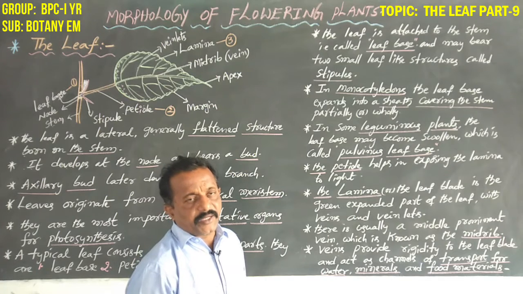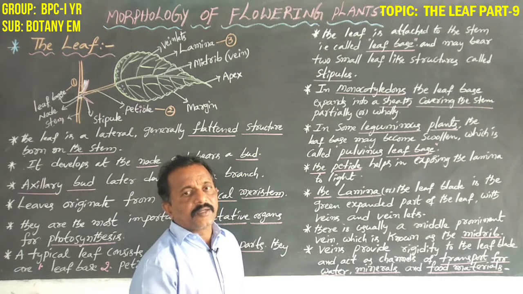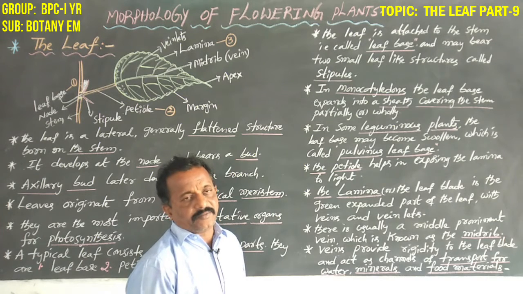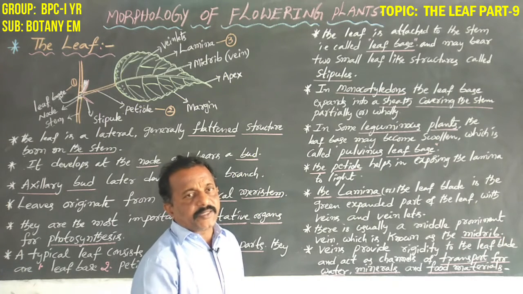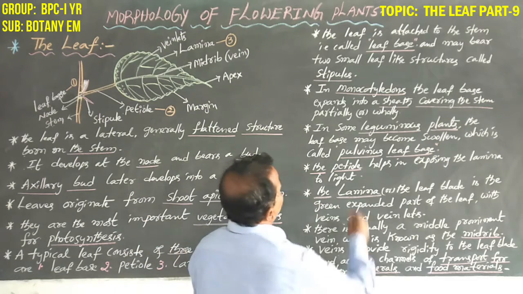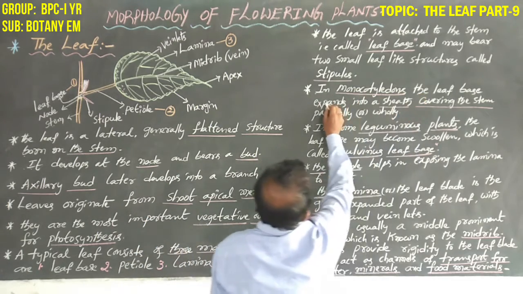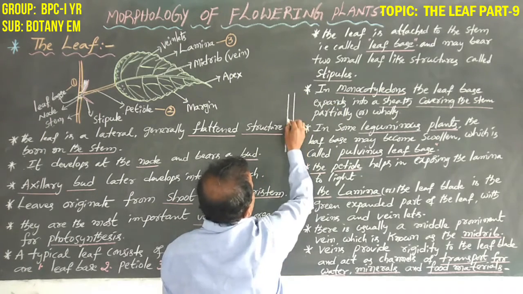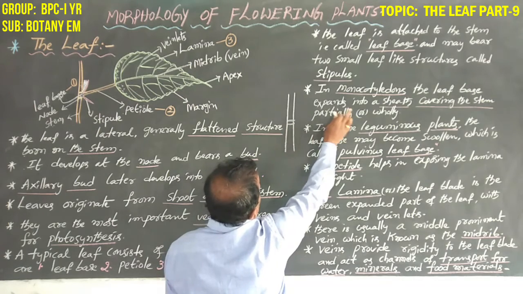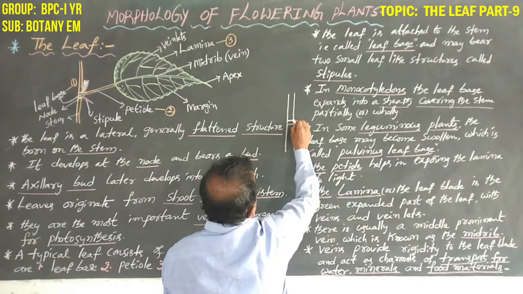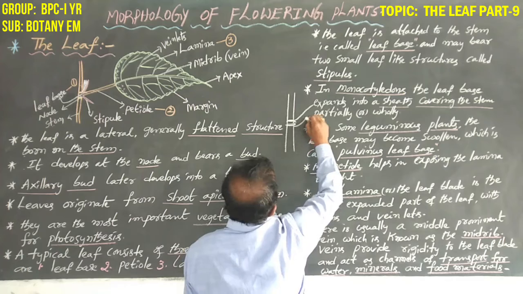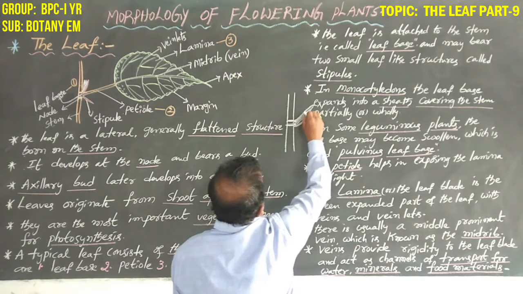Given examples here are all grass plants, as well as rice, wheat, maize, and sugarcane. So these plants are all monocotyledons. But one important thing in monocotyledons is that the leaf base expands. This is the leaf base, this is the stem, and this is also the node. So the leaf base expands into a sheath covering the stem partially or wholly.